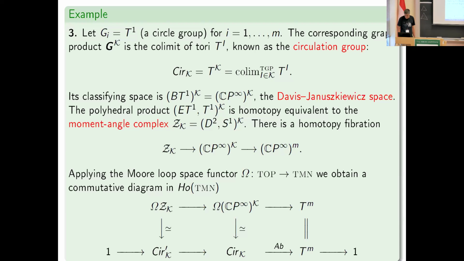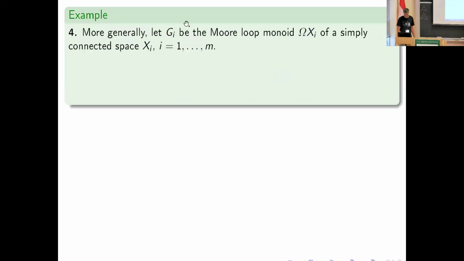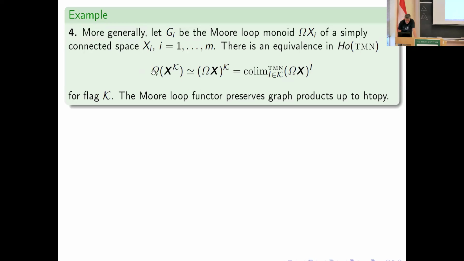Okay, and once you've understood this example, you can generalize that to just an arbitrary polyhedral product of the form X comma point. So if you take as G_i the Moore loop monoid of a simply connected space, then by classifying that homotopy equivalence from BG to the power K to B of G to the power K, you get an equivalence in the homotopy category of topological monoids. So the loops on this polyhedral product is the same as a graph product of these particular monoids. So again, you can say that the Moore loop functor preserves graph products up to homotopy. All right, so that was about groups and monoids.